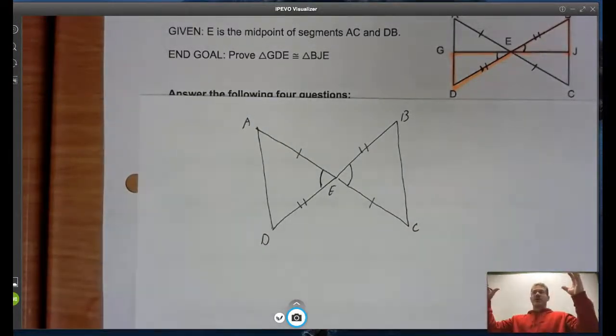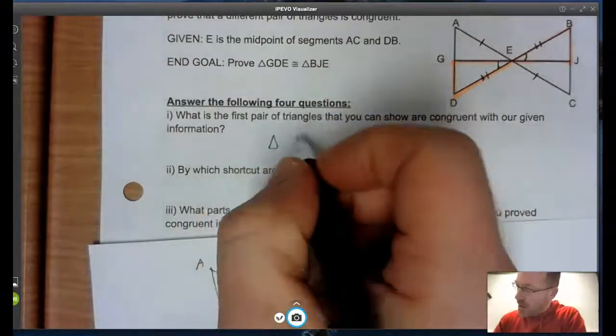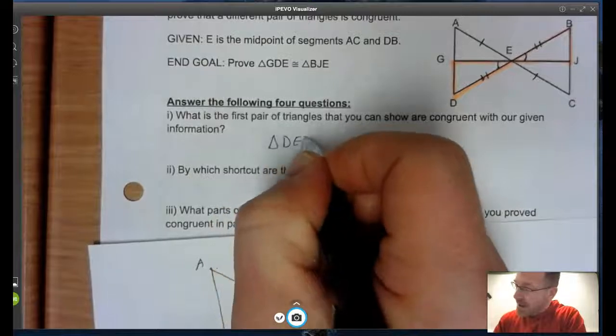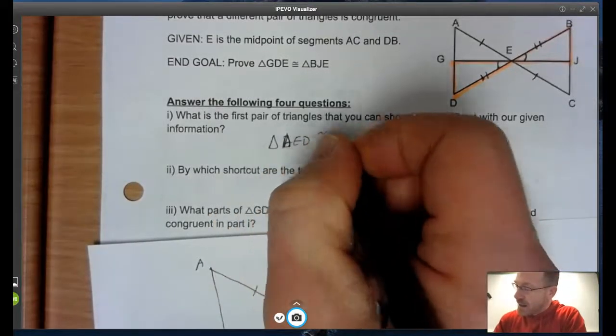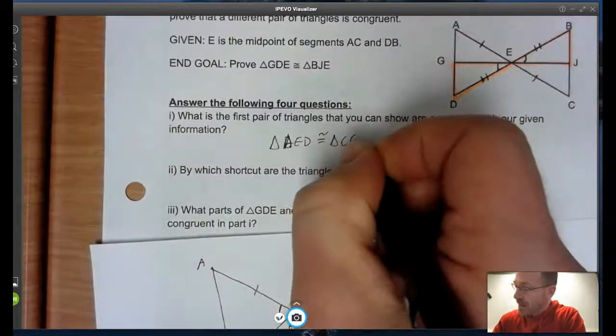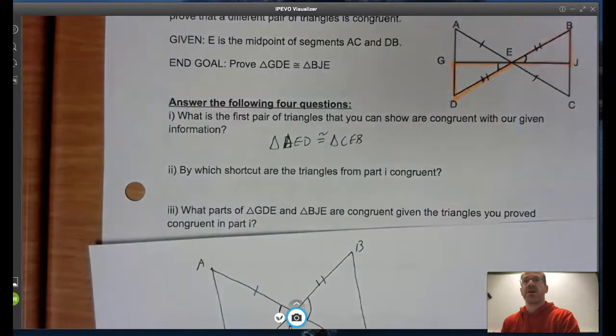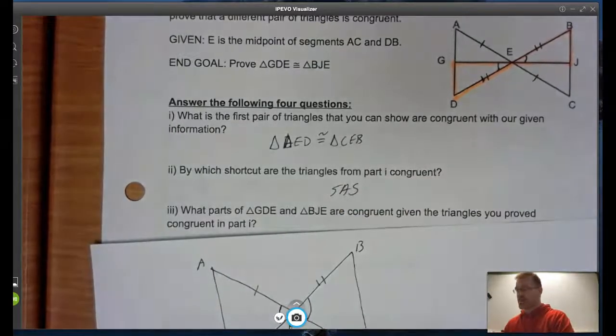So you kind of have to have the big picture, find what you can, and then go back to the little picture. So we can go triangle AED, oh, that's not an A, that's a D. So how about AED is congruent to triangle CEB. And so which shortcut can we use? Well, we can see that we can use side, angle, side here, correct?